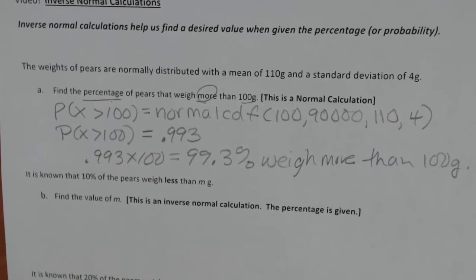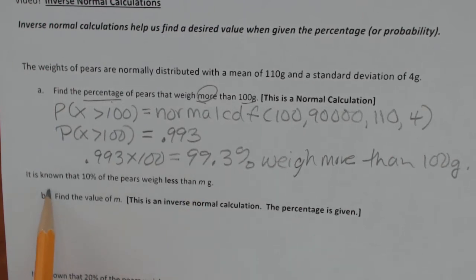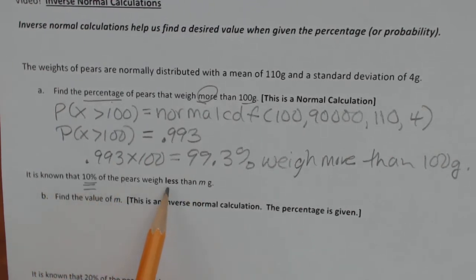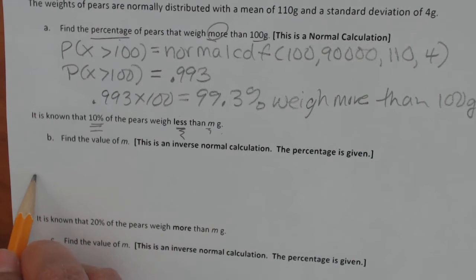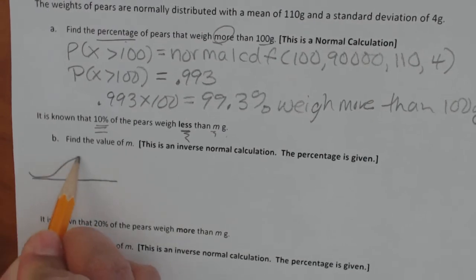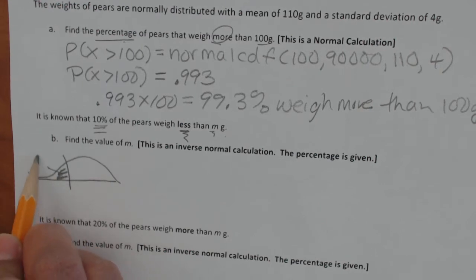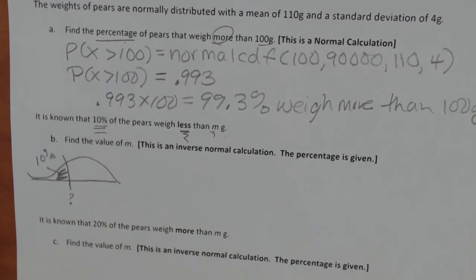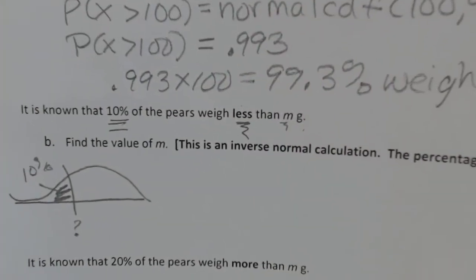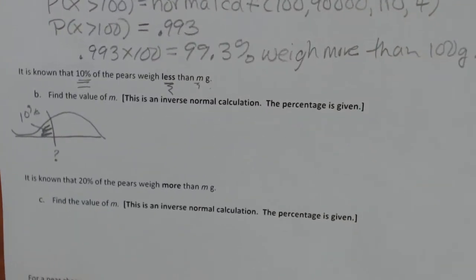Okay, now going from what we've done before into what we're going to be doing now, it is known that 10% of the pears weigh less than m grams. So we do have less than. First on that list was to draw a picture. Now less than is going to be on this side. Here is our 10%. And we don't know this value down here. That's what they want us to find. So there's your 10% less than, and that question mark is the value that we're going to be finding.